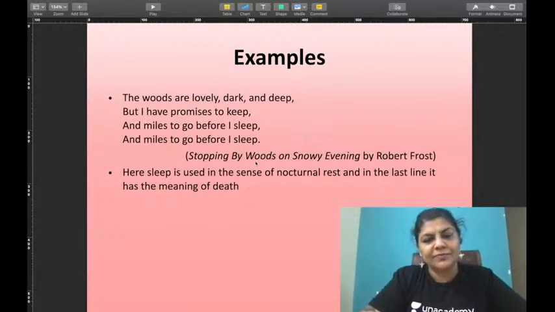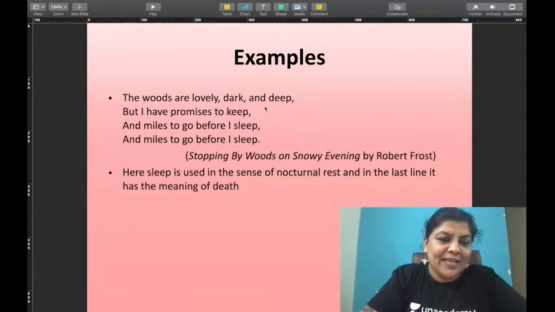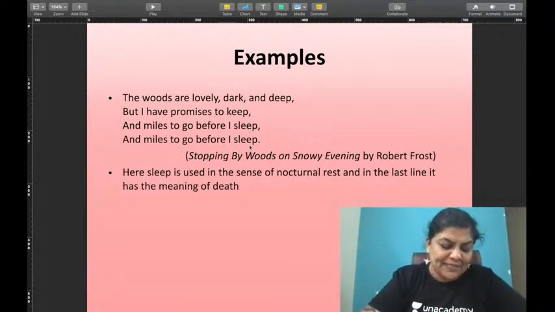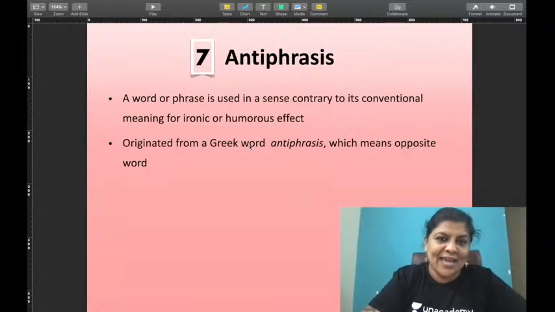Look. The woods are lovely, dark and deep. But I have promises to keep and miles to go before I sleep. And miles to go before I sleep. This repetition creates an effect of death. First meaning sleep only. The sleep. Second sleep is death. Antanaclasis.